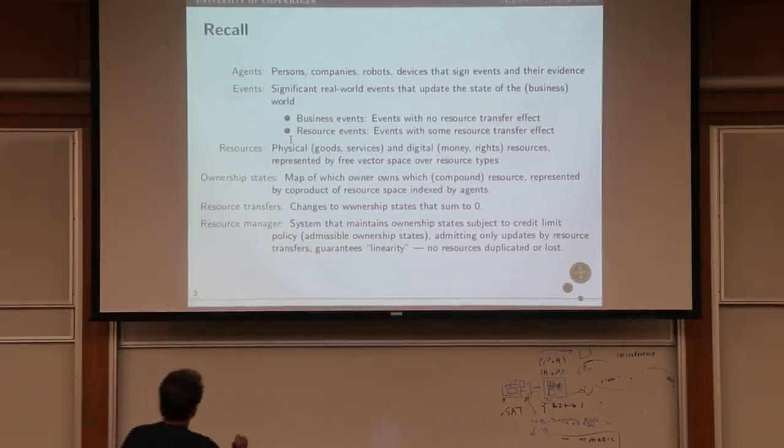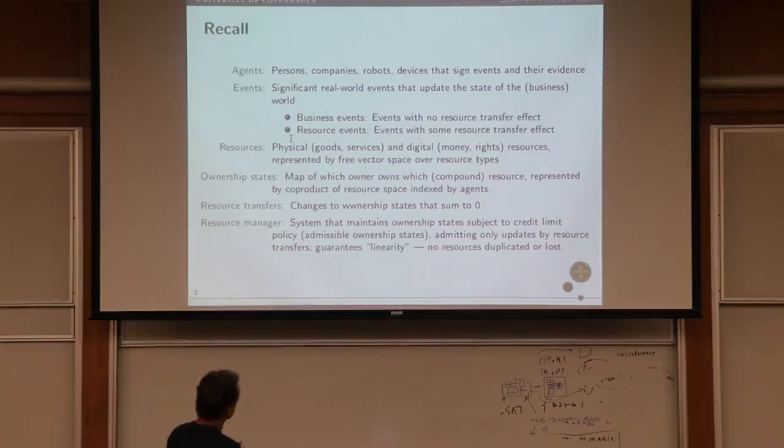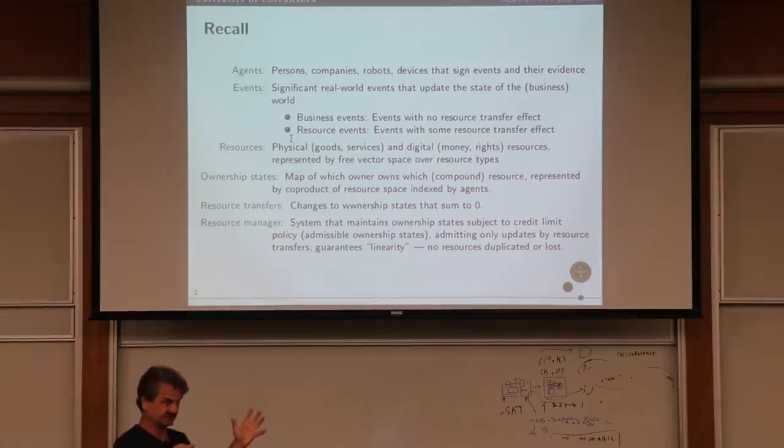The resource transfer is just changes to the ownership, ownership states that sum to 0. That's a way of guaranteeing that if we only update ownership states by adding such a resource transfer, we can be guaranteed the balance is never changed. So we're not duplicating or deleting anything. And a resource manager is a system that maintains these ownership states subject to a credit limit policy. I didn't talk about this, but there's some way of specifying credit limit policies and maybe updating them, changing them, okay?